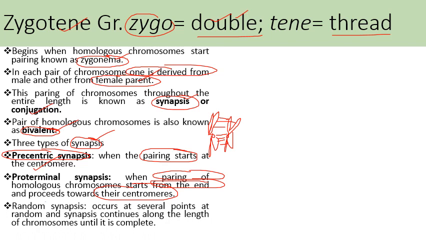Then the third one is random synapsis. As the name indicates, it occurs at several points. ये several points पे start होती है and synapsis continues along the length of the chromosome until it is completed. और तब तक चलता है जब तक ये synapsis का process complete नहीं हो जाता. So there are basically three types of synapsis formation, that is precentric, proterminal, and random synapsis.